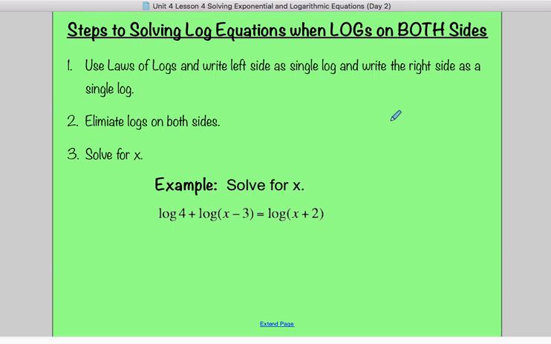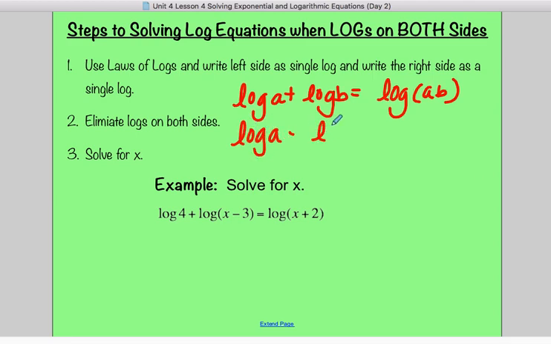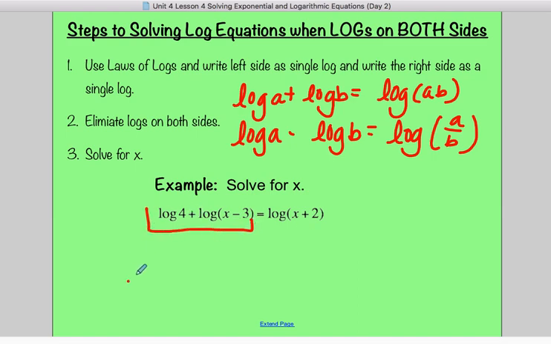Okay? So this example, I see I have 2 logs on the left-hand side. So I have to remember my laws of logs. My first law is that if we have log of A plus log of B, I can rewrite it as log of A times B. The other rule is if I have log of A minus log of B, I can put those back together with division because it was subtraction. So it's A divided by B. So I look at this one. The left-hand side has addition, so I'm going to rewrite it with multiplication. And that will equal log of x plus 2.